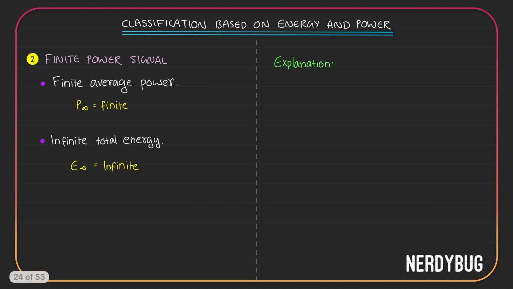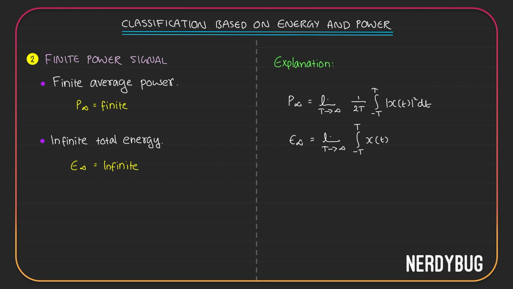Now the second kind of signal is a finite power signal. This one will have finite average power, but it will have infinite total energy. Let me show you how. So power over infinite time interval is given by limit t tends to infinity 1 by 2t integral from minus t to t mod of x of t whole square dt. Energy is limit t tends to infinity integral from minus t to t x of t whole square dt.